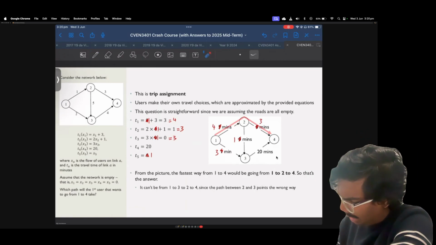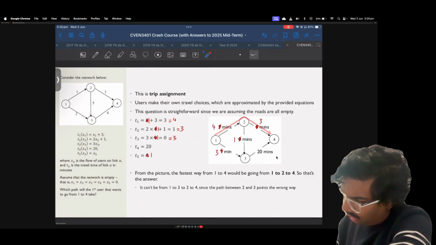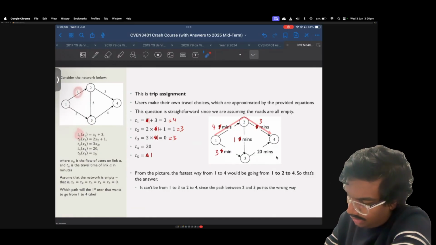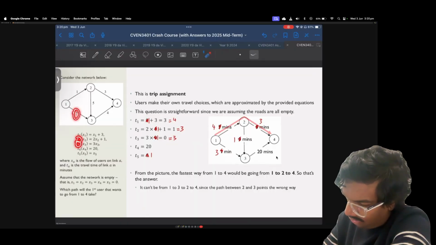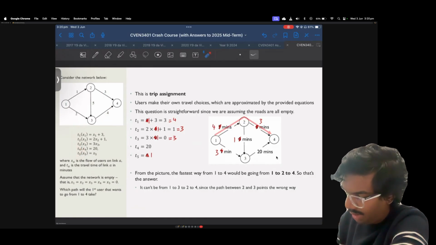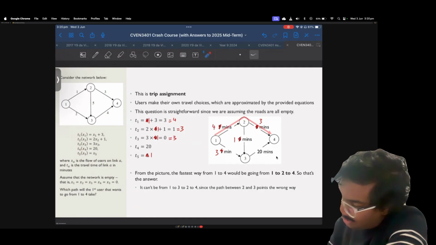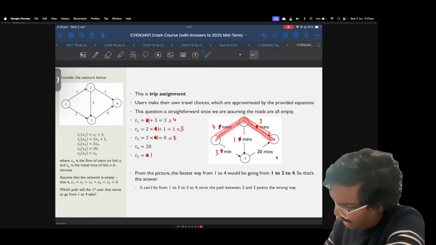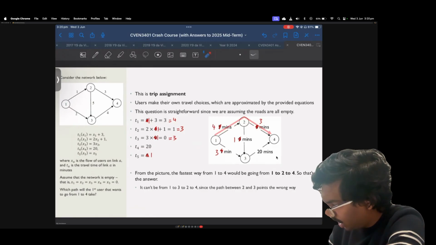Okay, so what I've done is I've matched it to this. T1 is this. T2 is this, T3 is this one, T4 is this one, and then T5 is that one. I've matched it all up, all right? So 1 to 4 is like that, okay? So that's why that's the fastest.